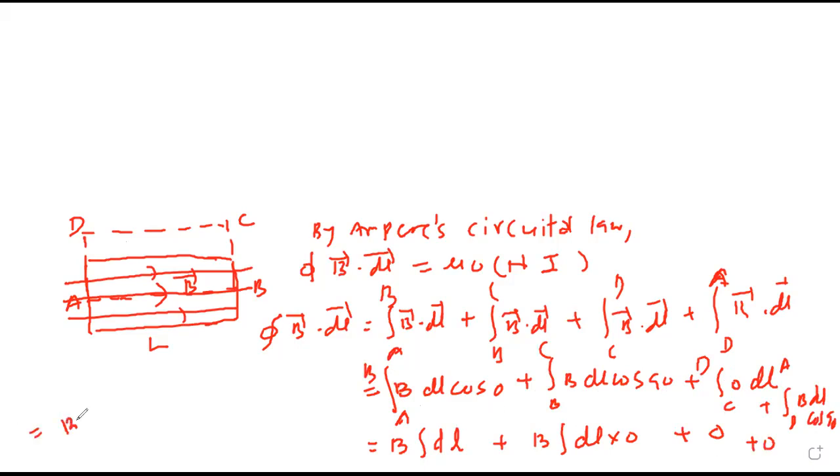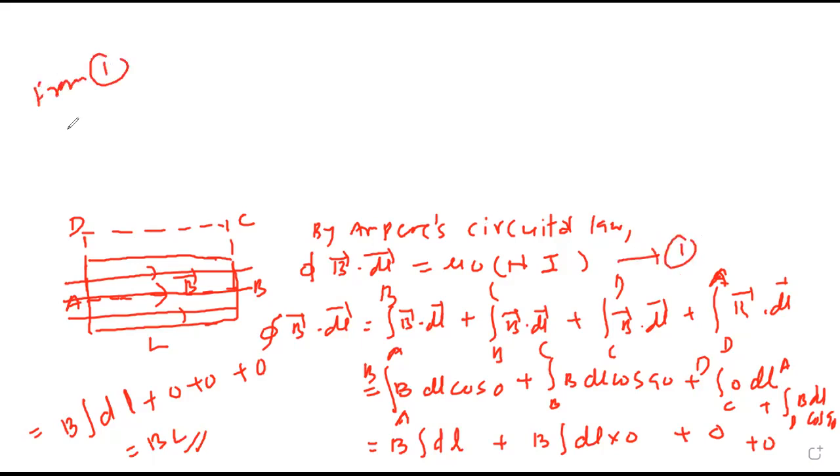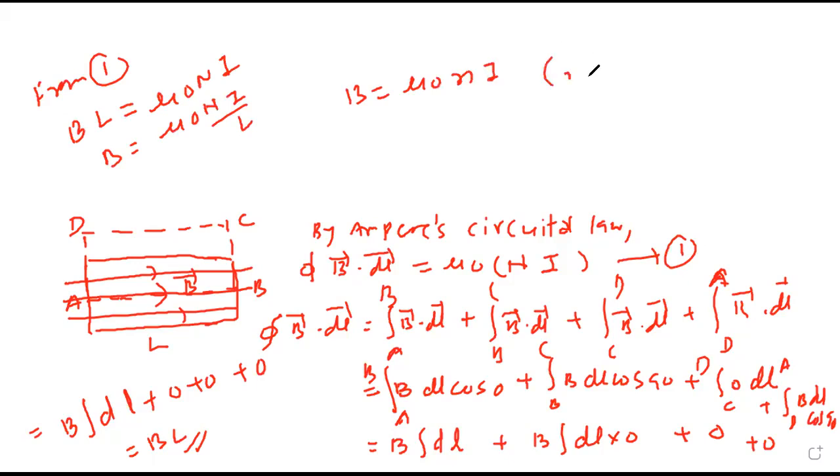That means finally I get B integral of dl, rest all are 0. That is B into length. Therefore, B into total length L is mu naught N i, so B is mu naught N i upon L. So B is mu naught small n i, where n is number of turns per unit length. So for solenoid, magnetic field inside is mu naught n i. Please copy this and remember this formula.